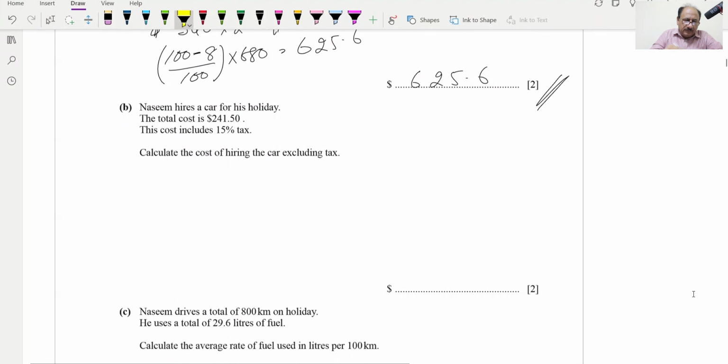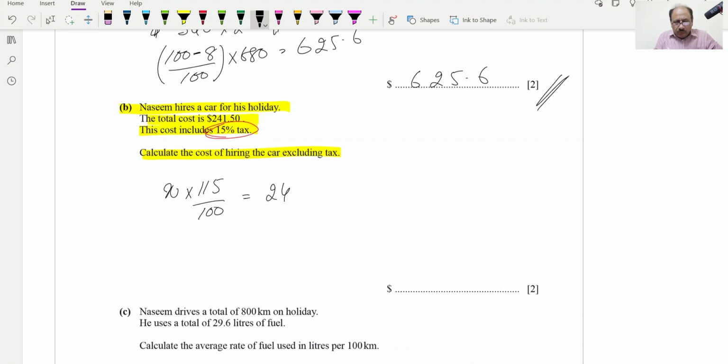Now, part B. Naseem hired a taxi for his holiday. The total cost is this much. This cost includes 15% tax. Calculate the cost of hiring the car excluding tax. So we have to remove tax. The original price we don't know, so we will take it as X, and this has been increased by 115%, or directly we can take 115 over 100 equal to 241.50. This is a reverse percentage question.